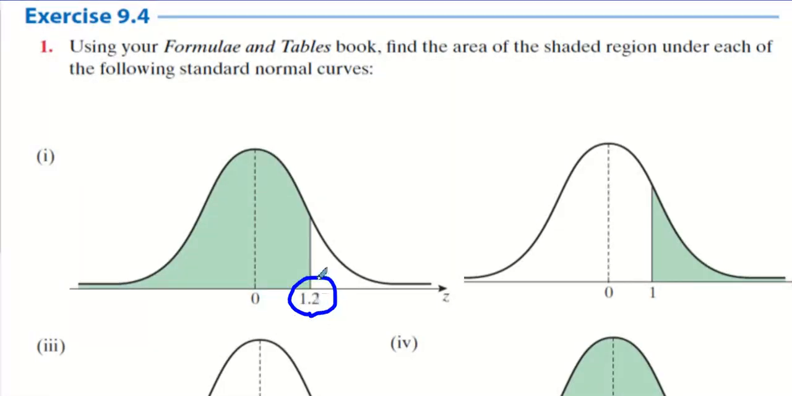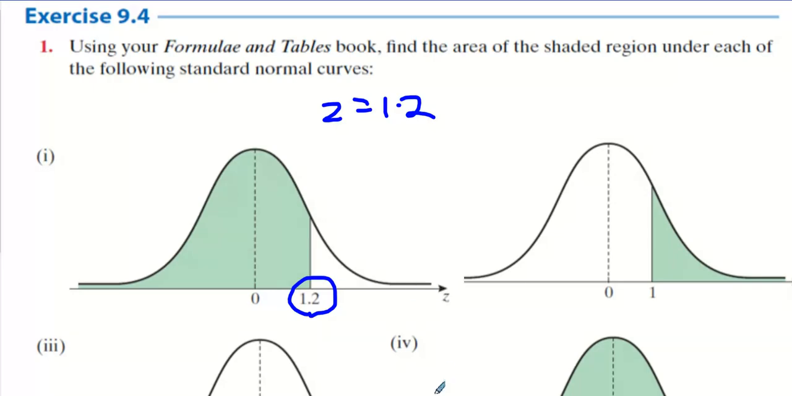What we have is a set score of 1.2. Everybody happy with a set score of 1.2? With this set score, you're definitely better than 50% of the population, aren't you? So we're going to try and find out the area of the shaded region.